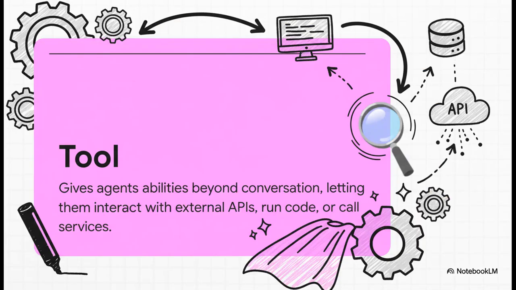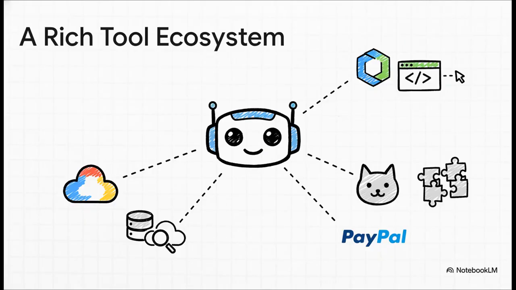Now, an agent is only as good as what it can actually do, right? And that's where tools come in. Tools are what give an agent its superpowers. It's the difference between an agent that can only talk about doing something and one that can actually do it, like running a piece of code, searching a database, or calling out to an API. And the ecosystem of tools you can plug in is already huge.